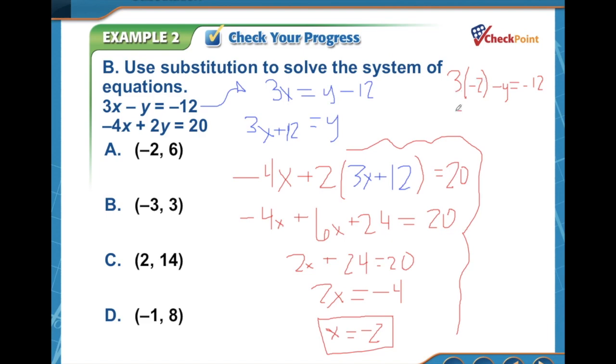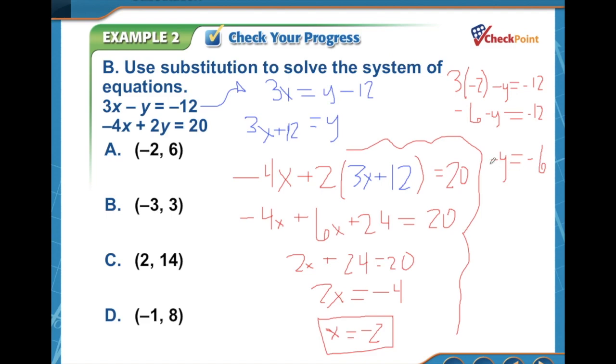So 3 times 2 is 6, keep the negative, equal to negative 12. If I add 6 to both sides, I'll get negative y is equal to negative 6. I added 6 to both sides, and this became a 0, and this became negative 6.